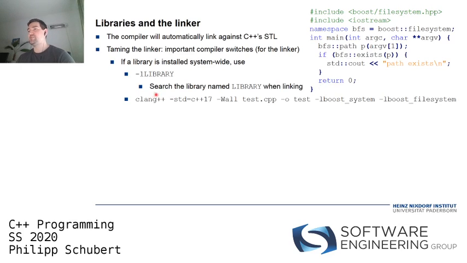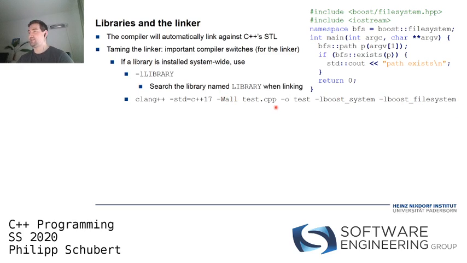So what you would do is you would call the compiler, set the standard, maybe set some warnings, you give it your source code. Let's assume that this piece of source code is in a file called test.cpp. You specify the output, the target program should be called test. And then you specify the boost components you wish to link against. So dash lowercase l boost_system, dash lowercase l boost_filesystem.